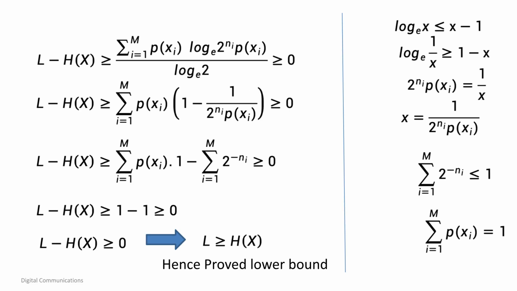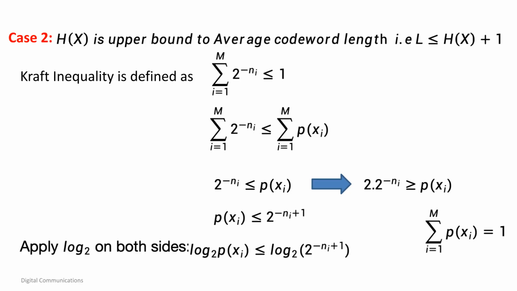Since the code word length Ni must be an integer, it is always greater than or equal to the ideal code length, li. Summing pi multiplied by Ni over all symbols results in the average code word length, L. This proves the lower bound: L is greater than or equal to h of x. Case 2 proves the upper bound.